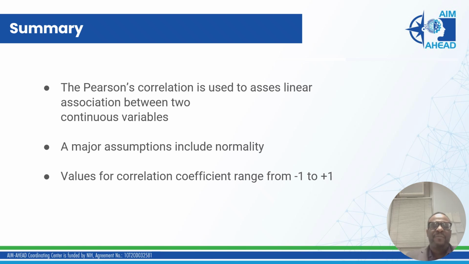So let's summarize what we've learned. The Pearson's correlation is used to evaluate the strength of a linear relationship between two continuous variables. One criterion that we have to evaluate is the normality for both of the variables that we intend to include within the analysis. And finally, the values of the resulting correlation coefficient range from -1 to +1, and values which are closer to an absolute value of 1 indicate a stronger relationship.